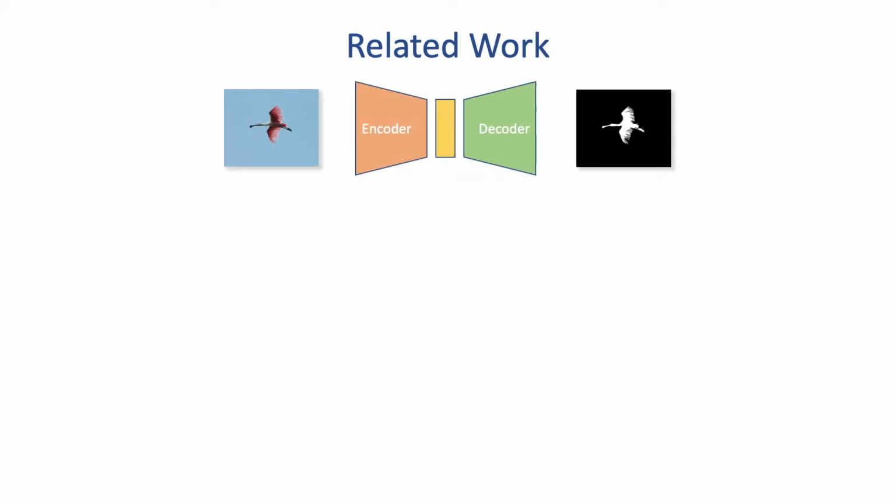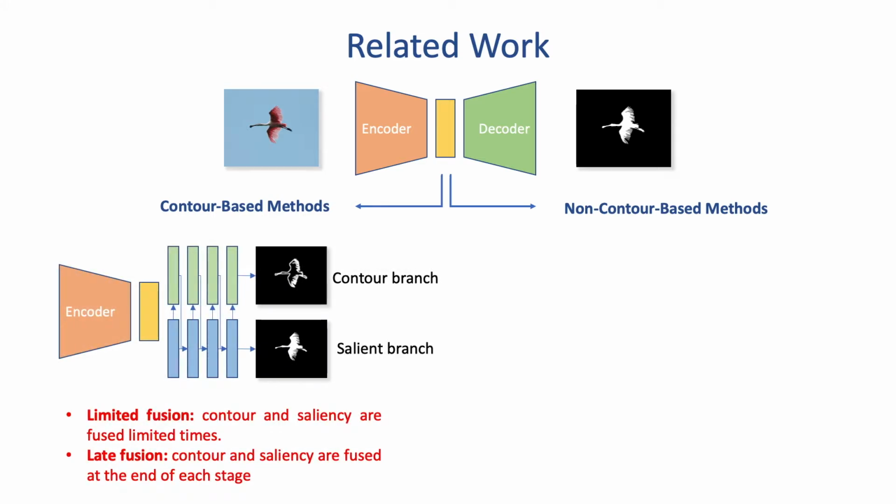Most of the salient object detection models in the field are essentially encoder-decoders. For encoder, pre-trained ResNet 50 or similar networks will be applied as the backbone for feature extraction, while for decoder, it can be divided into two categories. For contour-based models, a contour branch will be applied to fuse contour information with saliency branch. However, using this approach, the fusion is limited due to countable decoder stages, and fusion can only happen at the end of each stage. We call these drawbacks as limited fusion and late fusion.